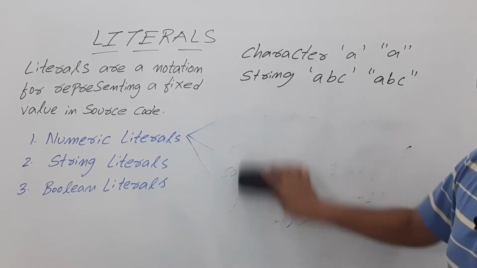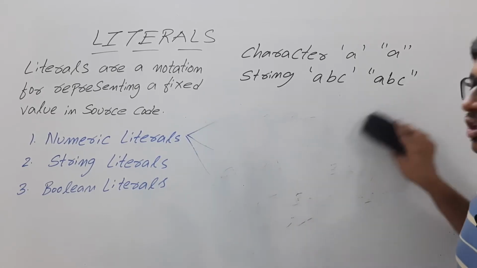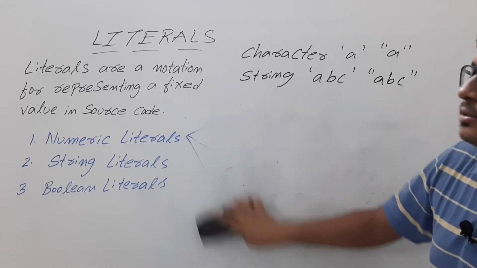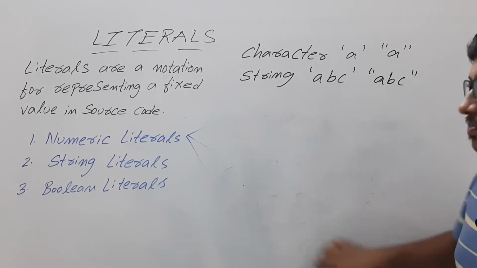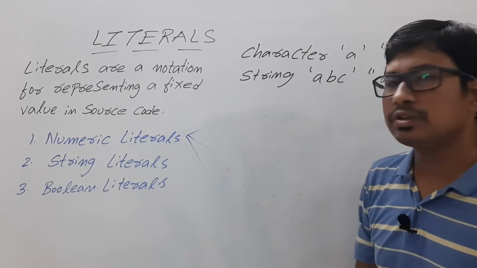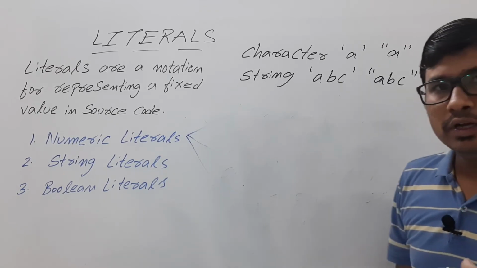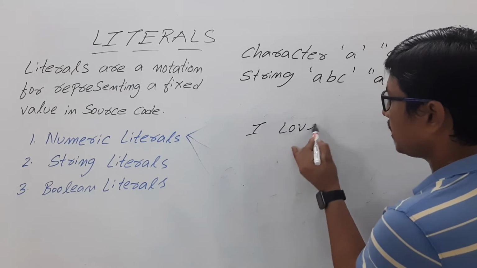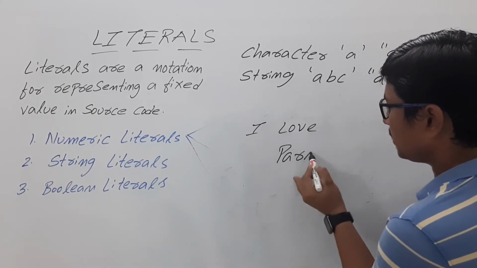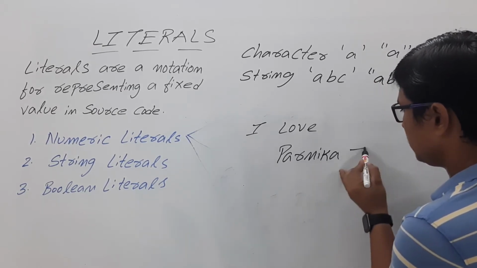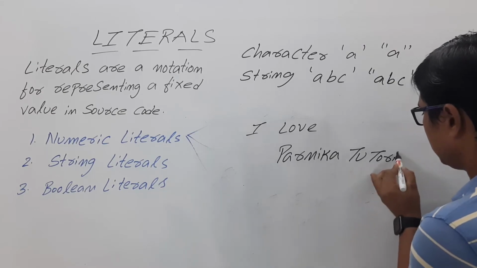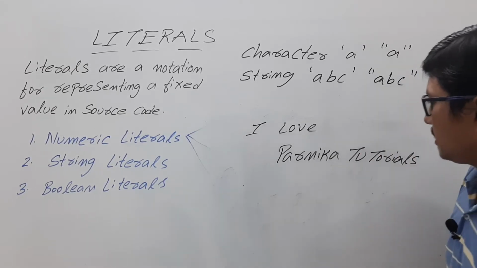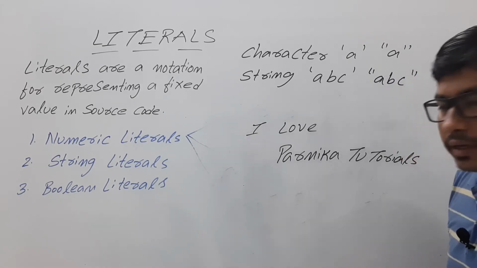Okay, we have a multi-line string also. Now what is meant by a multiple line string? It's simply like a paragraph. Okay, suppose let's take that I want to store a string called I love Parnika tutorials. Okay, and then I want to store it like this: I love Parnika tutorials.